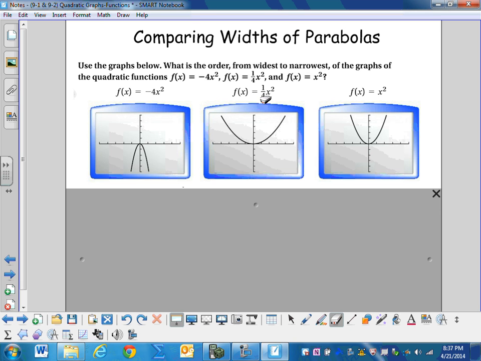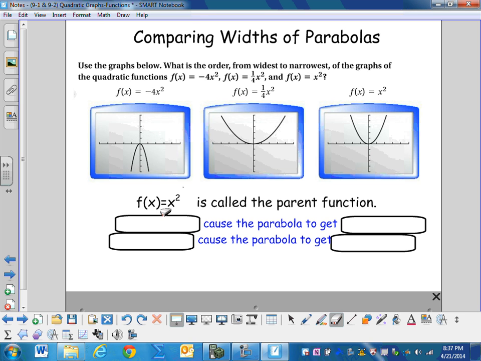When I multiply by a fraction, if I start with the parent graph and take 1/4 of that, it's going to make it fatter. If I multiplied it by 4, it would make it more narrow. And since I multiplied by -4, it made it more narrow and it reflected it. So the coefficient with your x squared tells you how narrow or wide your graph is and what direction it's pointing.